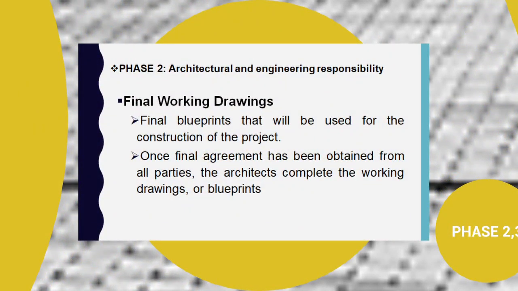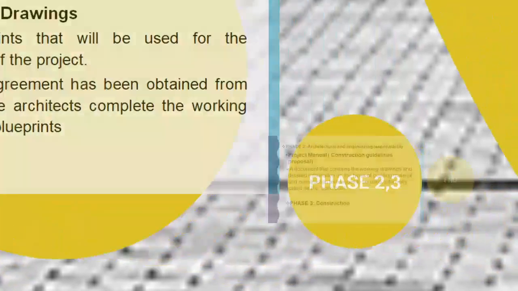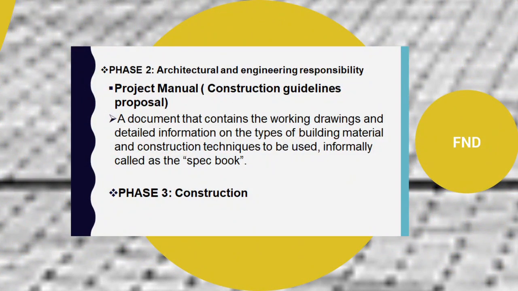And part of phase 2 also includes the final working drawings, the final blueprints that will be used for the construction of the project. Once final agreement has been obtained from all parties, the architects complete the working drawings or blueprints. And phase 2 will end at the making of the project manual or the construction guidelines proposal. This is a document that contains the working drawings and detailed information of the type of building material and construction techniques to be used, informally called the spec book.